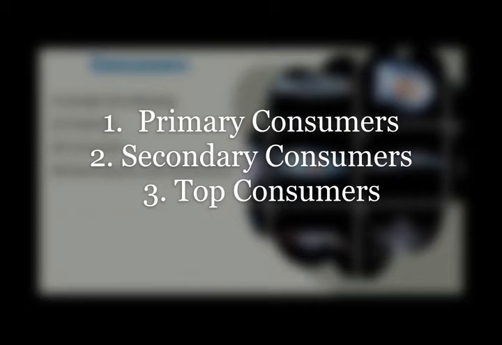Now the next group are the consumers. Consumers are also called heterotrophs. These are the organisms that eat other living organisms to obtain energy. Their name comes from the Greek word hetero for other and troph meaning food. Herbivores that eat plants, carnivores that eat animals, and omnivores who eat both plants and animals are all heterotrophs and come under consumers. Consumers are classified into three groups: primary consumers, secondary consumers, and tertiary consumers or top consumers.